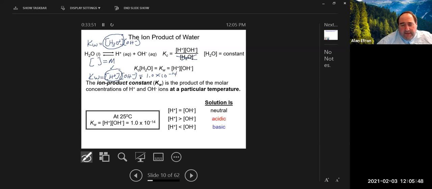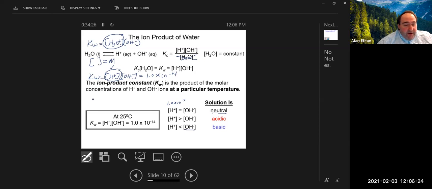So if we calculate the H plus concentration and it's equal to the OH minus concentration, which by the way means they both have a value of 1 times 10 to the minus 7, it will be a neutral solution. If you calculate the H plus concentration and it's larger than the OH minus concentration, the acid part is larger than the base part, it will be acidic. If the H plus concentration is less than the OH minus, so the OH minus is larger, the base part is larger than the acid part, that will be basic.